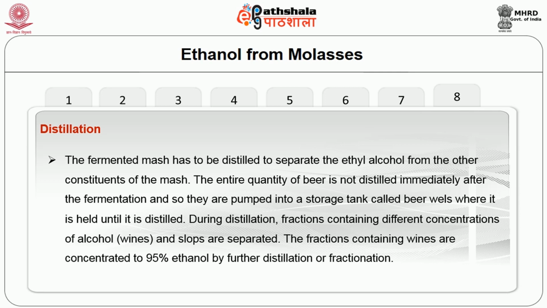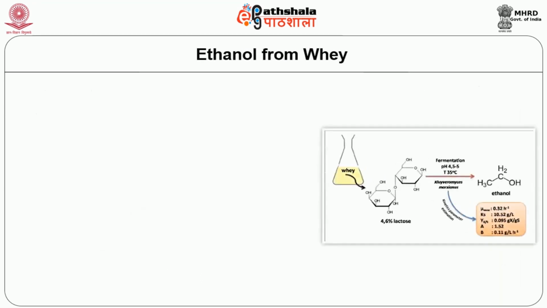The entire quantity of beer is not distilled immediately after the fermentation, and so it is pumped into a storage tank called beer wells, where it is held until it is distilled. During distillation, fractions containing different concentrations of alcohol, that's wines, and slopes are separated. The fractions containing wines are concentrated to 95% ethanol by further distillation or fractionation. Next, we are going to see how ethanol is made from whey.